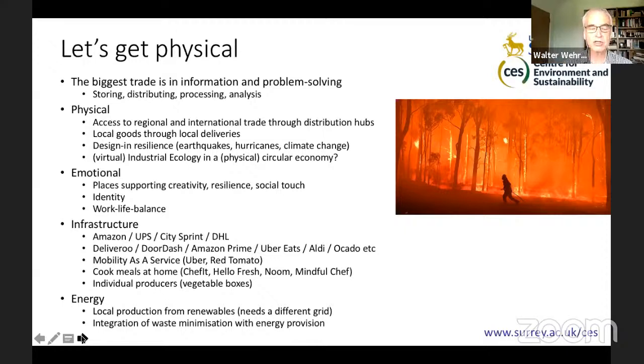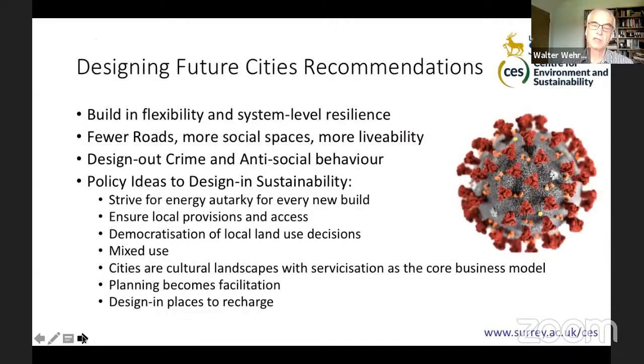Emotionally, I think cities must become places to support creativity, resilience, and that social touch, that social identity, that work-life balance. In terms of infrastructure, we already have a greatly privatized and commercialized infrastructure system, which will take into account the health provisions that Joe Ivy has been talking about, but also the transport discussions we've had. How the whole thing is then going to be supported through energy provision is a different story, but that could be done through a mixture of a reduction in consumption, but also a radical increase in renewable energies.